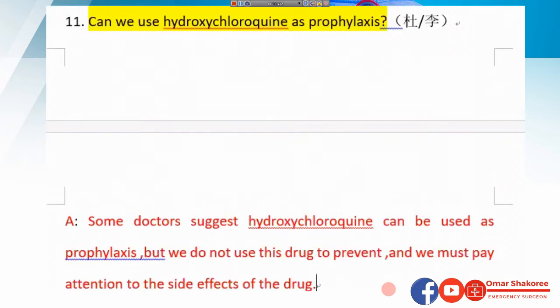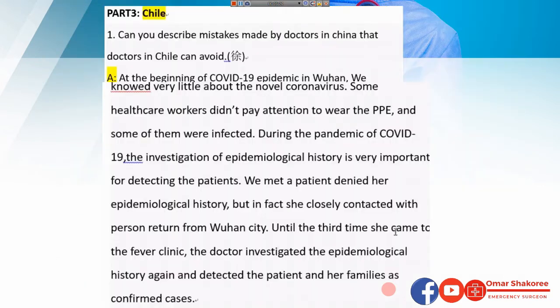Now we ask them, can we use hydroxychloroquine as a prophylaxis? Some doctors suggest hydroxychloroquine can be used as a prophylaxis, but the Chinese doctors do not use this drug for prophylaxis, and they pay attention to the side effects of this drug. They do not use hydroxychloroquine as a prophylaxis.